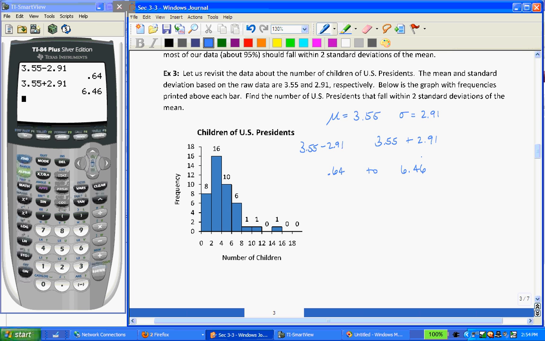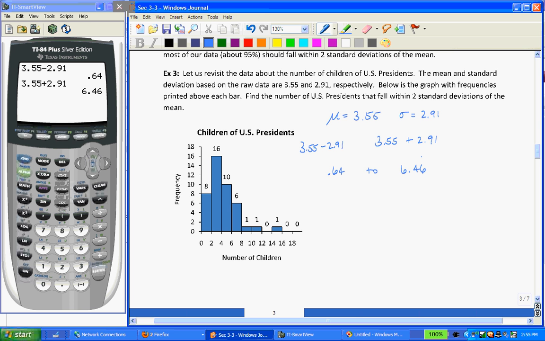So I'm kind of creating this interval of when I say within 1 standard deviation. So that means I can be 1 standard deviation above the mean or 1 standard deviation below the mean. And what I'm doing with that is I'm adding the standard deviation onto the mean to be above it, and I'm subtracting the standard deviation from the mean to be below it. So that gives me a margin of from 0.64 to 6.46.